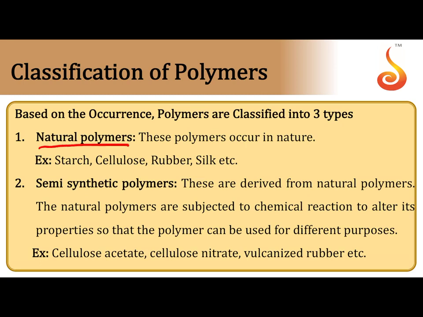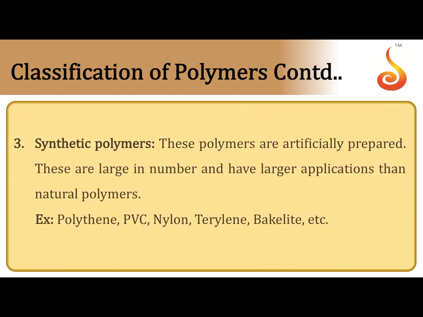Classification of polymers based on occurrence. Some occur naturally, like starch, which are natural polymers. Some are synthetic polymers, like nylon 6,6, which are man-made polymers. Some polymers are synthesized by taking natural polymers, and they are called semi-synthetic polymers, like vulcanized rubber. Natural rubber is a natural polymer. By adding sulfur to the natural polymer, we can get vulcanized rubber. So vulcanized rubber is a semi-synthetic polymer.